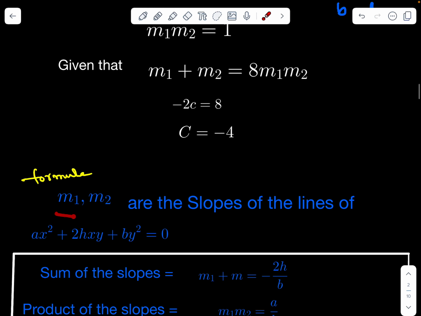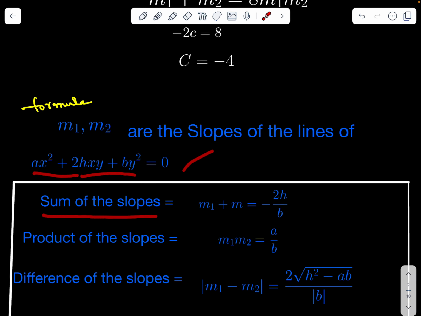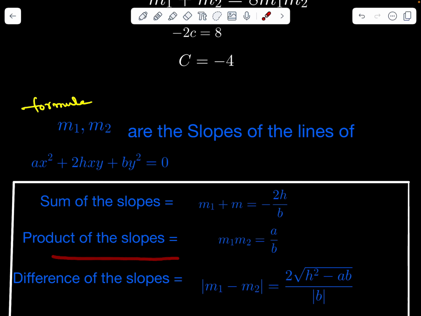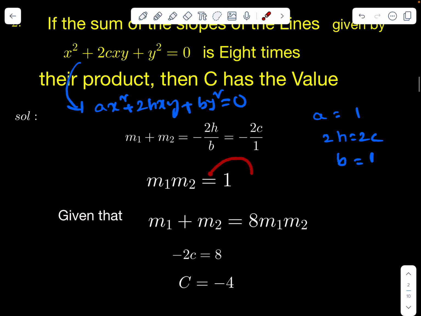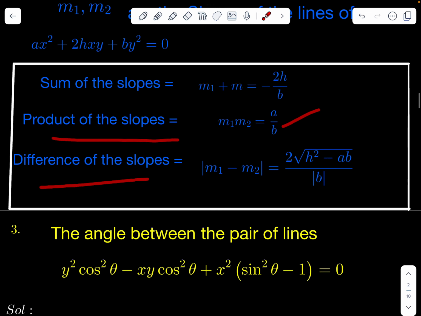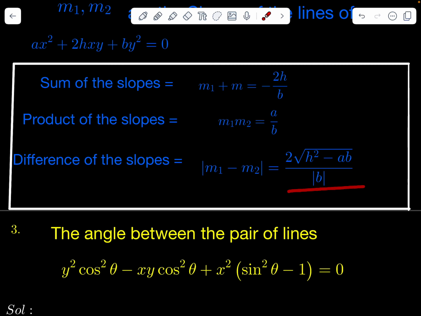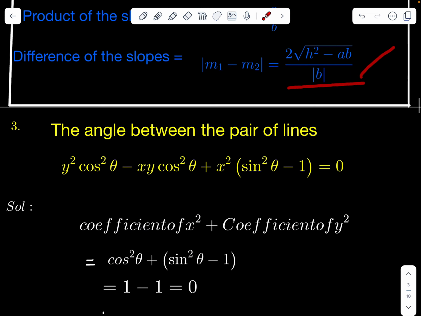Formula. If m1, m2 are the slopes of the lines ax² + 2hxy + by² = 0, then the sum of the slopes m1 + m2 is equal to −2h by b. The product of the slopes m1m2 is equal to a by b. Therefore, the difference of the slopes |m1 − m2| is equal to 2 root over h² − ab by |b|.